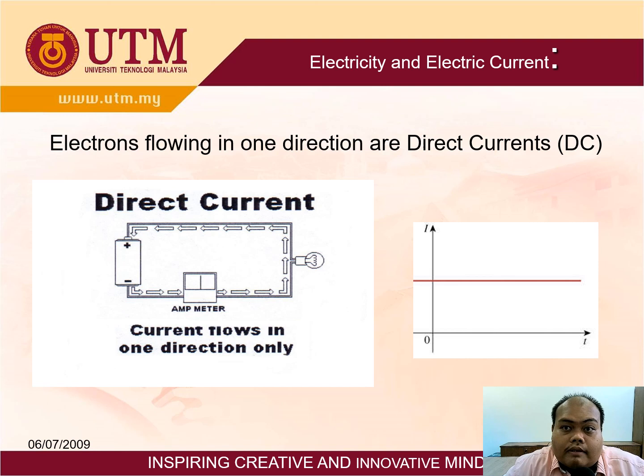There are two types of current: either direct current or alternating current. So what is direct current? Direct current is basically the current that moves in only one direction. As you can see here in the current versus time graph, the current will never meet zero, which means it only moves in one direction. So as long as it does not touch zero magnitude, it is considered a DC current or direct current.